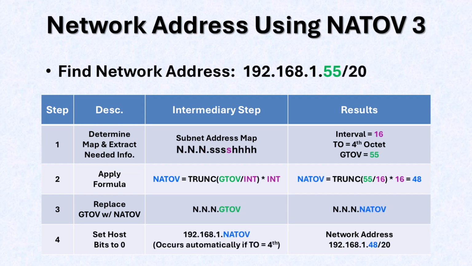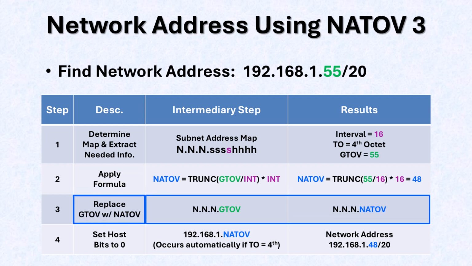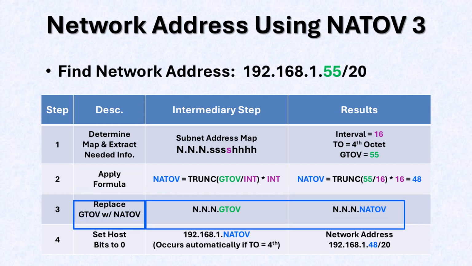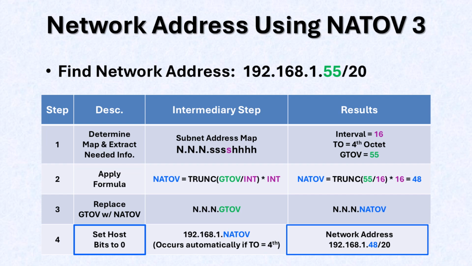Use the same process for example 3. Determine the address map, and then use it to extract the interval and transition octet. Identify the GTOV from the given address. Apply the formula to get a NATOV of 48. Replace the GTOV with the NATOV. Since the transition octet is octet 4, we are done. The network address is 192.168.1.48/20.